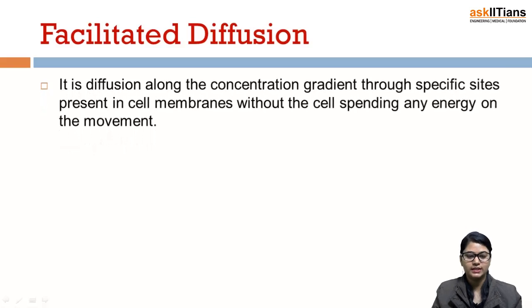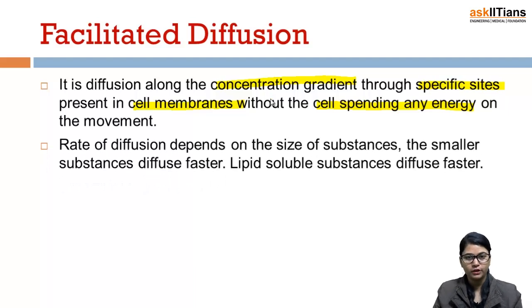Now moving on to facilitated diffusion. It is diffusion along the concentration gradient through specific sites present in the cell membranes without the cells spending any energy. Both the diffusions are passive transport. In passive transport, there is no expenditure of energy. In active transport, it's called active because we have to spend some amount of energy to let that process happen. The rate of diffusion depends on the size of substances. The smaller substances diffuse faster.